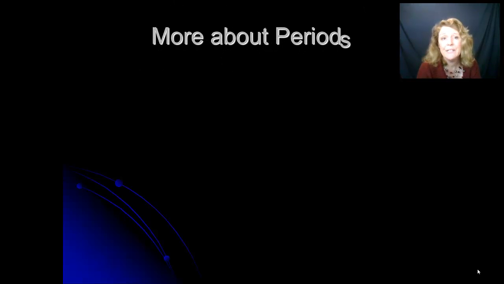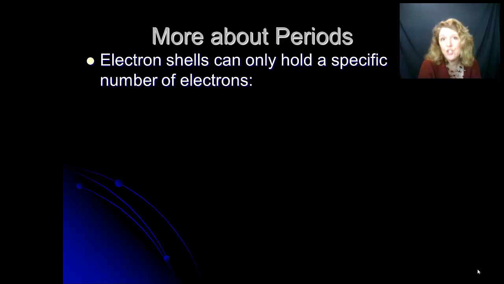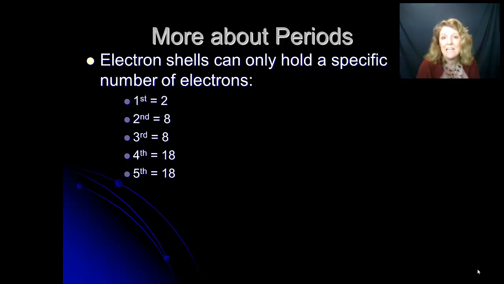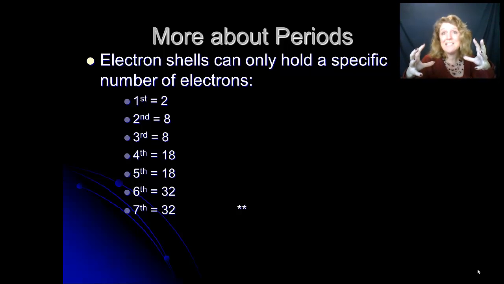More about periods. The electron shells can only hold a specific number of electrons. So, please write these numbers down. The first row is always 2. The second and the third are always 8. The fourth and the fifth are 18, and that's why the periodic table is 18 wide. And then you get to the 6th and the 7th with that extra long thing, because that's 32 squares long. There are 32 electrons in the 6th shell, and another 32 electrons in the 7th shell.